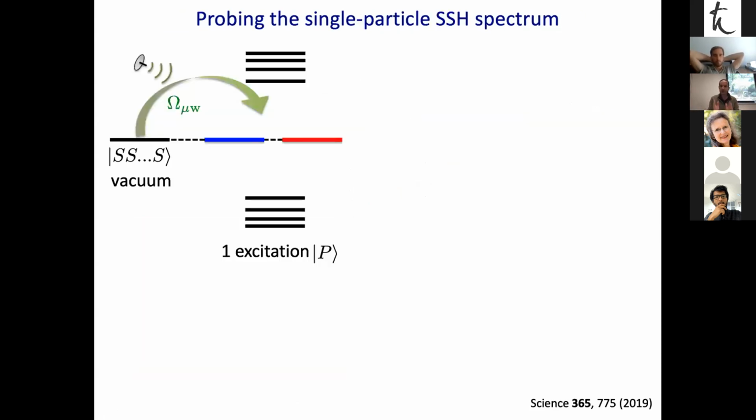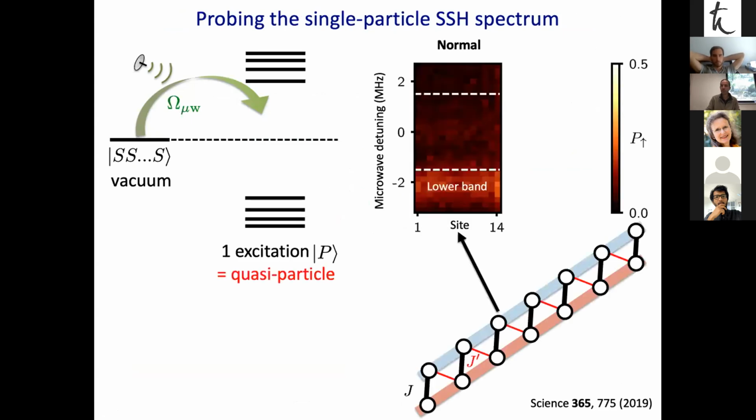Okay, so let's try to show in the lab that we've implemented these salient features of the SSH model. Essentially, we're going to do the spectroscopy at a single particle level. The way we do that is that we will apply microwaves, and we will see at which frequency we add states in the system. We add excitations in the system. So we start with all the atoms being prepared in their ground state, if you wish, the S state. We add the microwave and we check at which frequency we excite the system. So this is what we obtain.